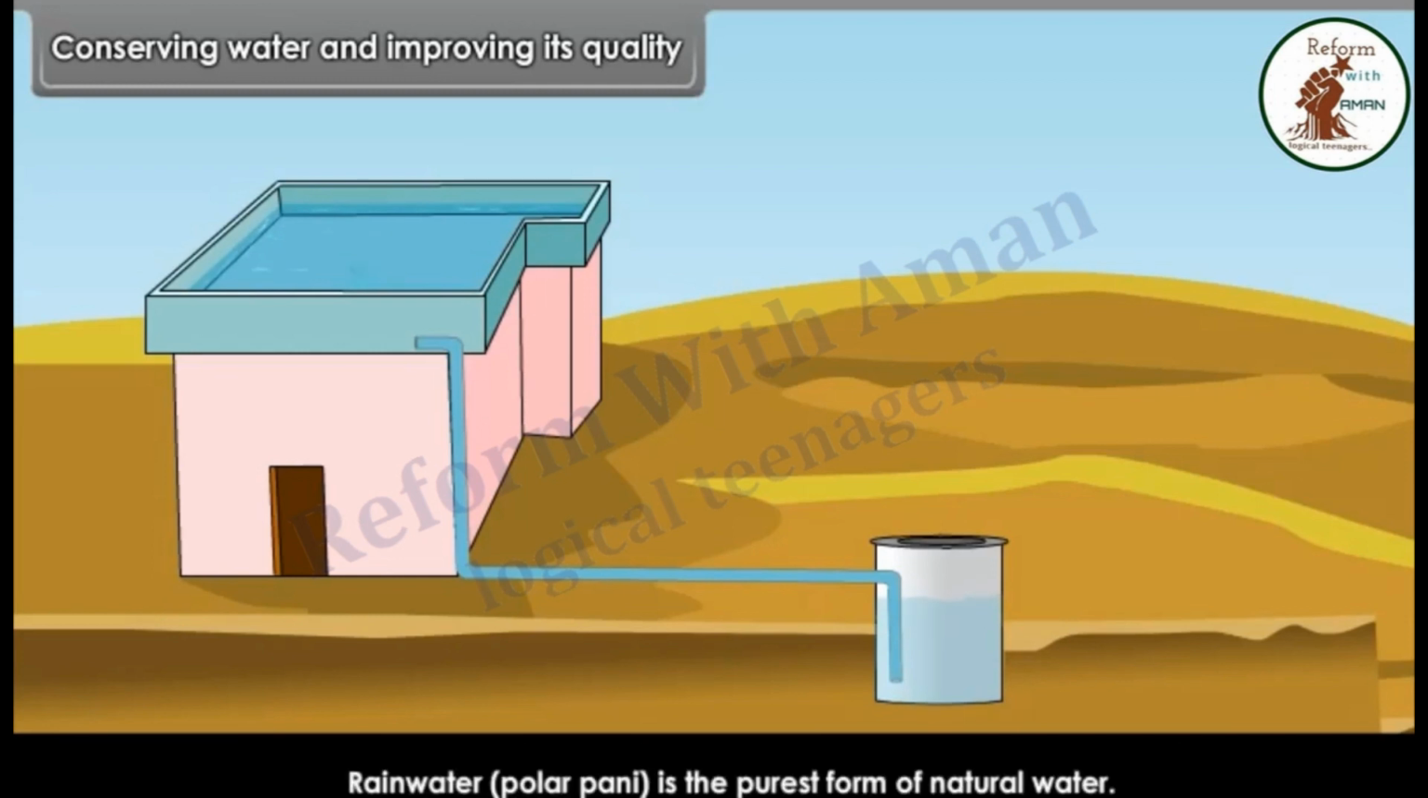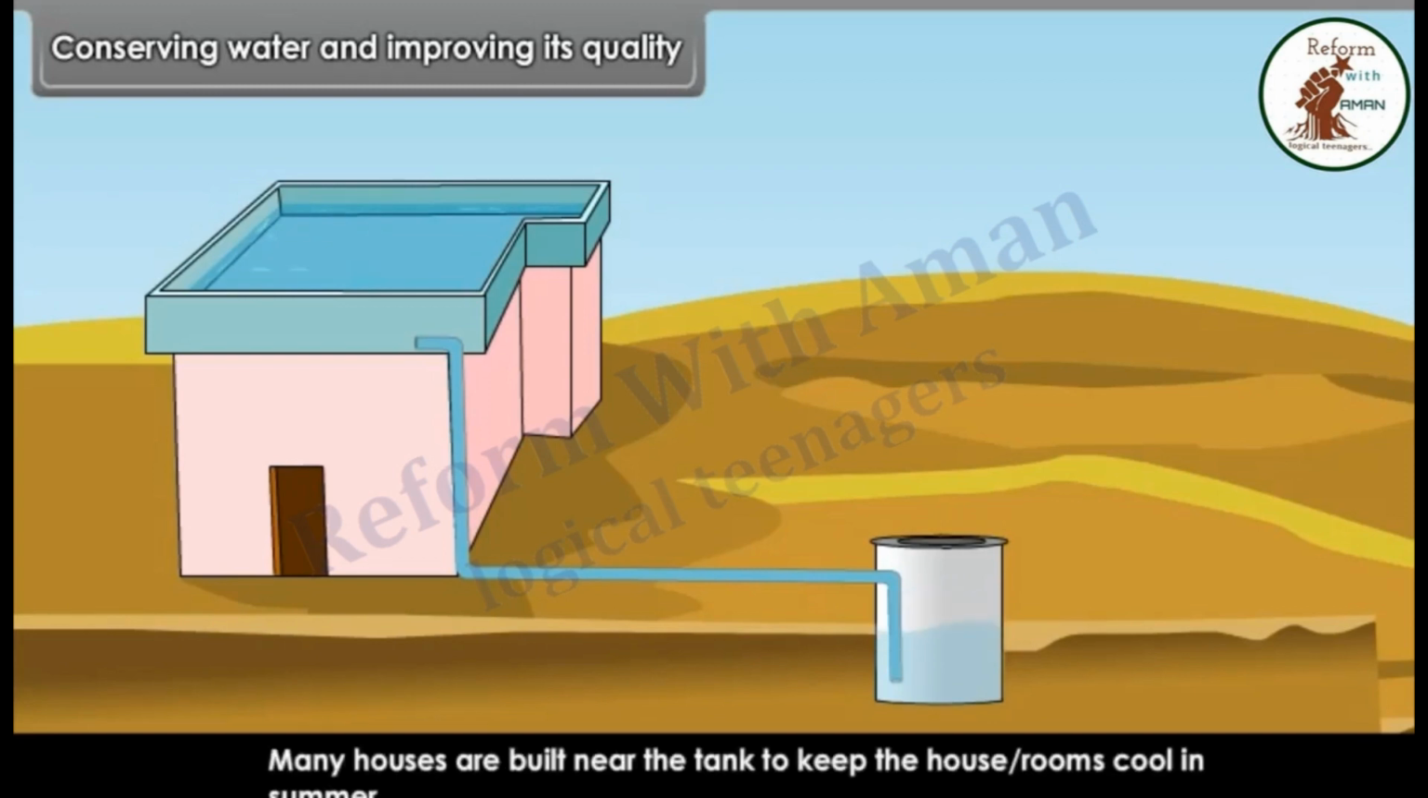Rainwater, paani, is the purest form of natural water. It is often used to cure ailments of sick people. Many houses are built near the tank to keep the house or rooms cool in summer.